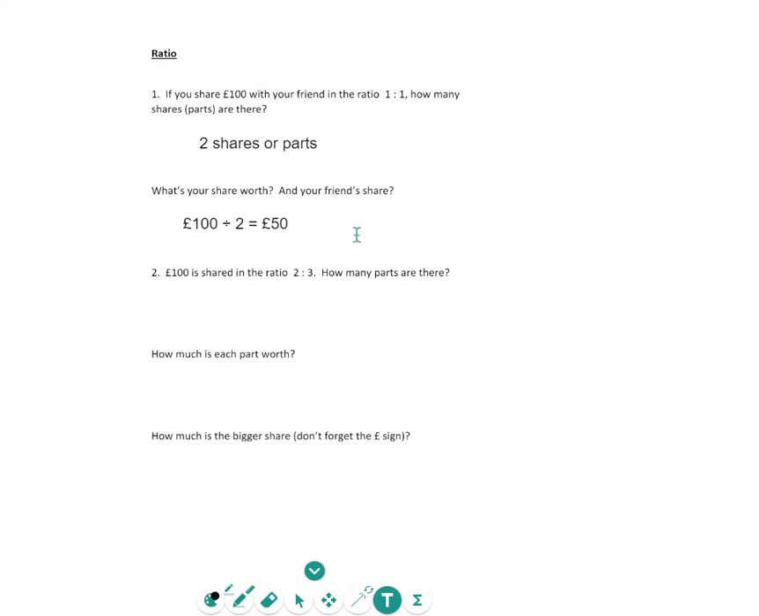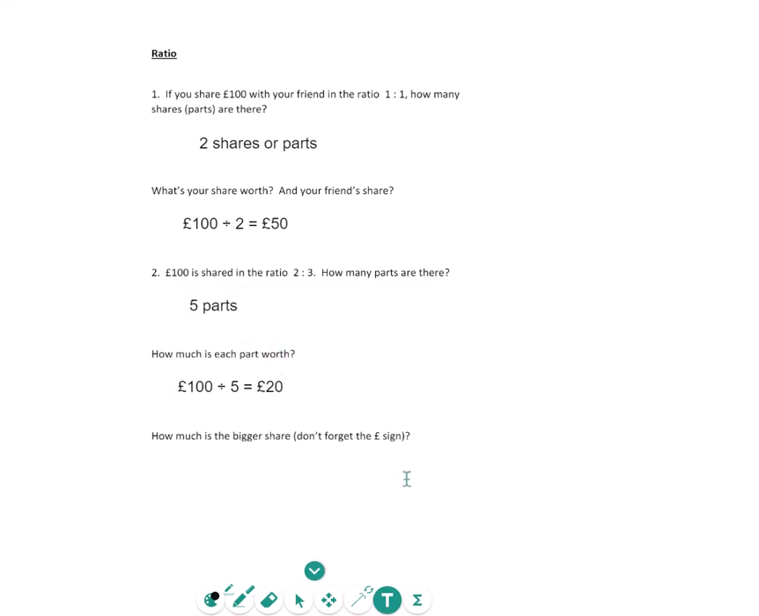Now in question 2, £100 is shared in the ratio 2:3. How many parts are there now? Well, I can see 2 parts and 3 parts, makes a total of 5 parts. How much is each part worth? Well, we're sharing £100 and we have 5 parts, so we need to divide that £100 by 5. So each part is worth £20.